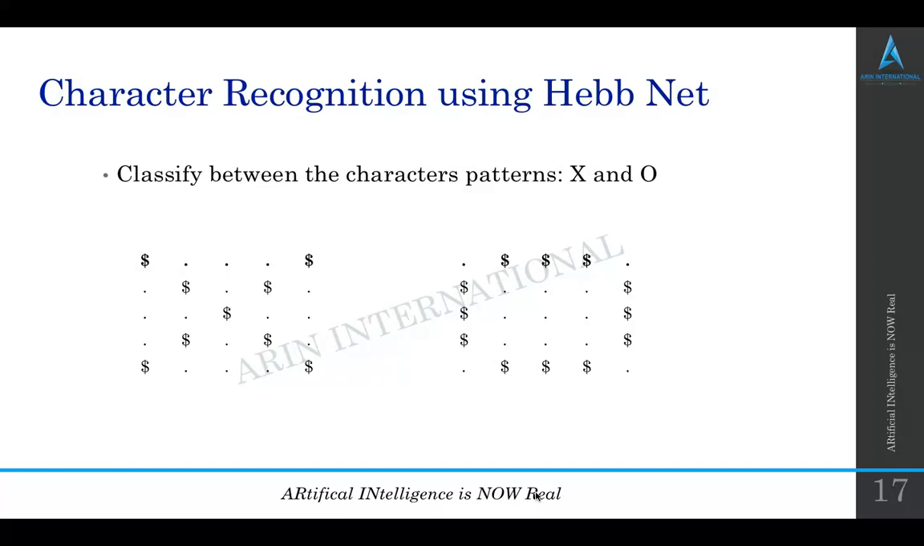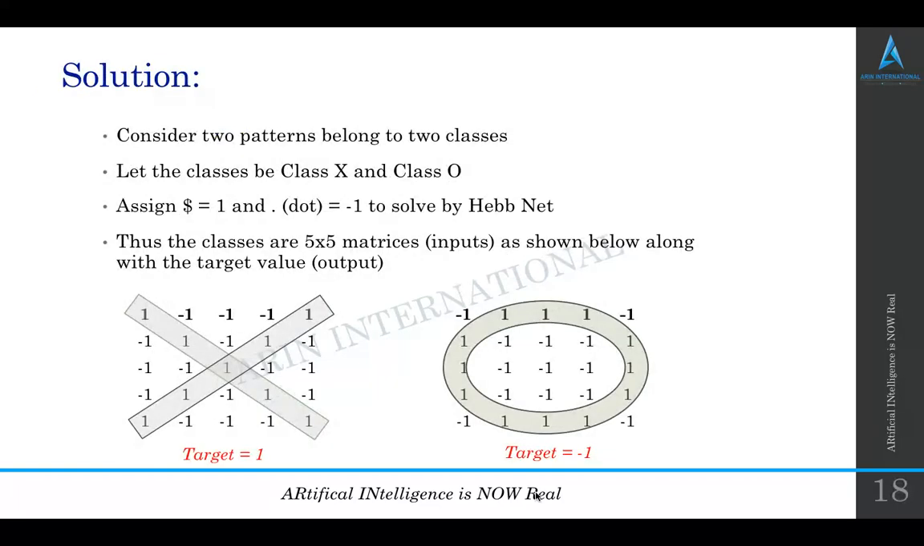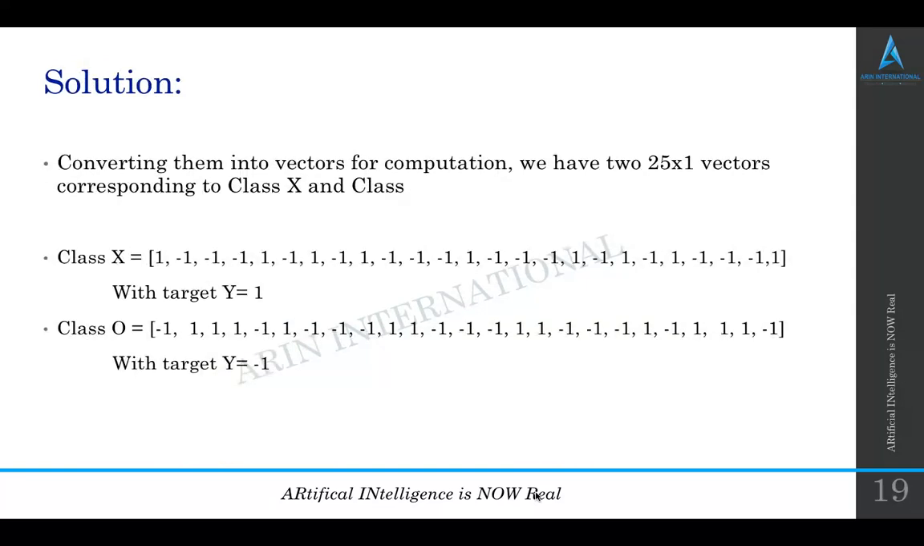Now let us move on to character recognition application. Let us consider classification of two characters X and O which are given here. Let us convert these characters into vectors by assigning 1 to the dollar sign and -1 to the dot sign. Let the target value for X be 1 and the target value for O be -1. So this is how we get bipolar inputs and bipolar outputs as the requirement given by the HebNet.